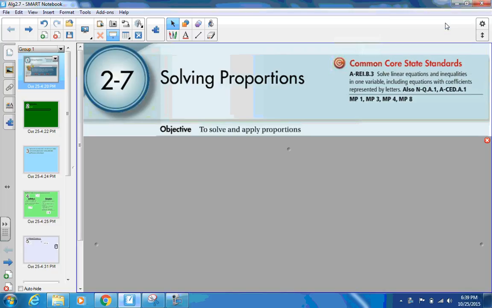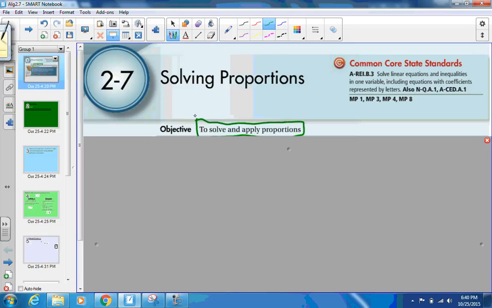It's Mr. Pouts with your lesson 2.7, and this section is all about solving proportions. We're going to learn about what proportions are and how we can solve them a couple different ways. Before you do anything, please write down your goal, which is to solve and apply proportions, right on your goal sheet right now so that you don't forget later. And afterwards, you need to self-assess yourself. So if you need to stop what you're doing, open up the goal sheet and write it down.